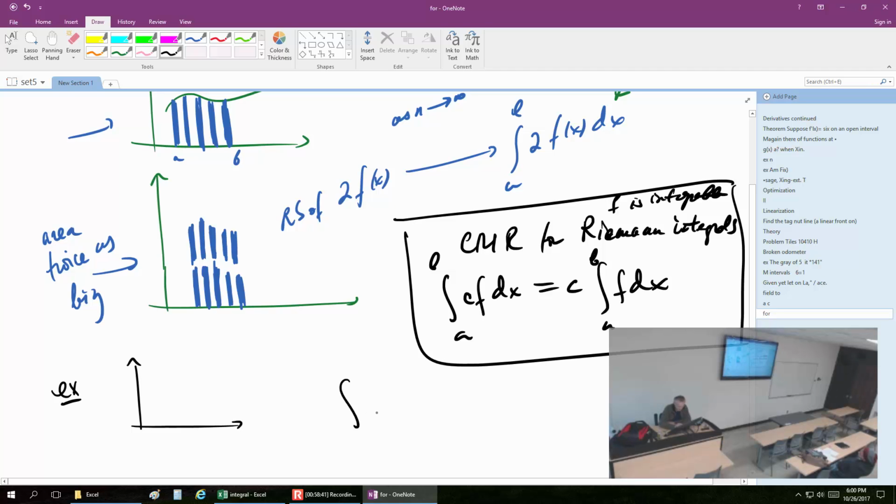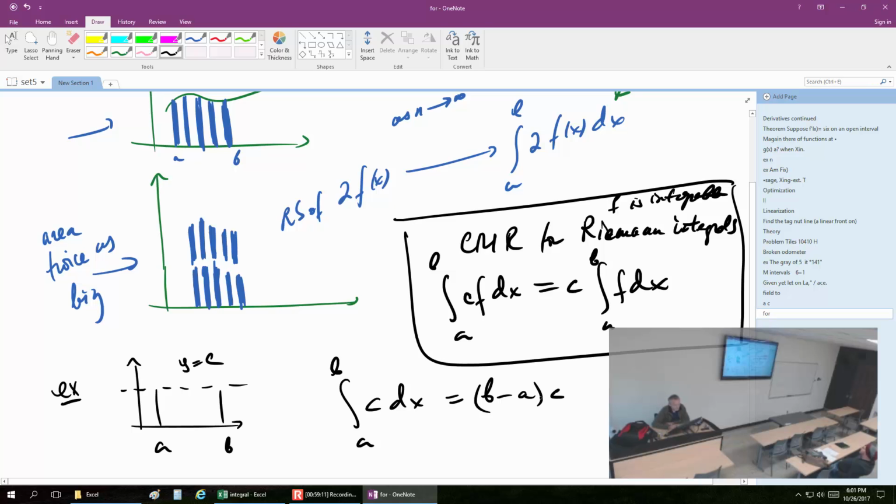So what is the integral of c dx from a to b? The function is y equals c. This is a, this is b. You can run out the Riemann sums if you like, or you can just give me the answer. b minus a times c, that's right.